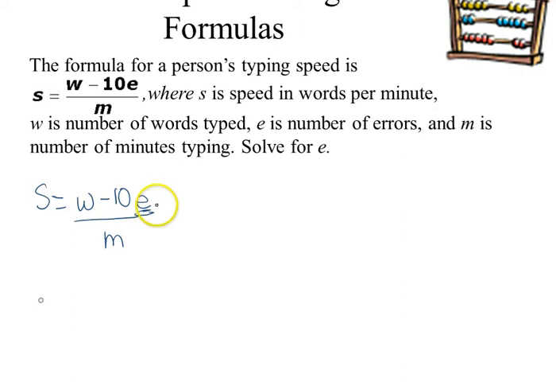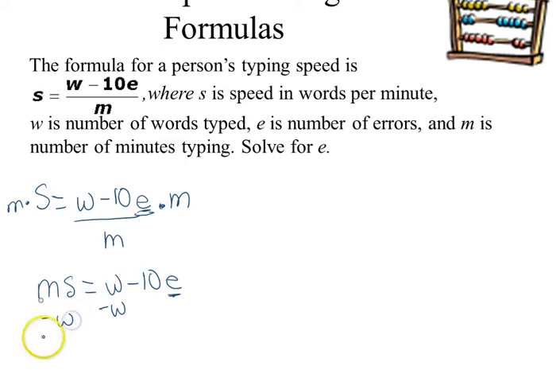So here we have to do the opposite. We have to multiply by M on both sides, and we end up with MS is equal to W minus 10 times E. Now the next thing to do, remember we want E by itself. So same thing as before, when we solve equations, whatever is attached to the variable, we save for last. So we have to get rid of the W first. We have to subtract W on both sides. And here we are going to have MS minus W is equal to negative 10 times E.